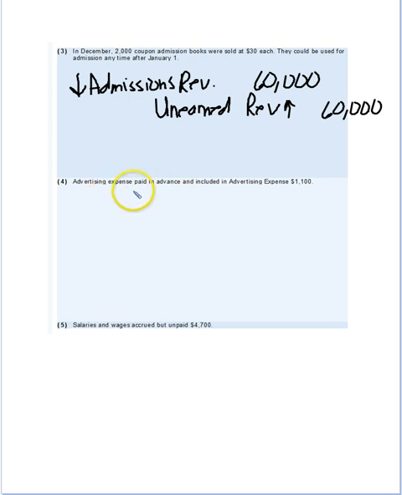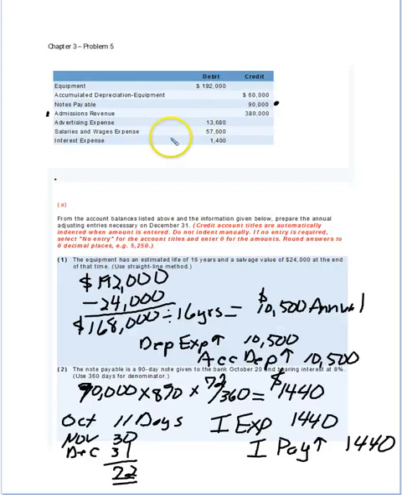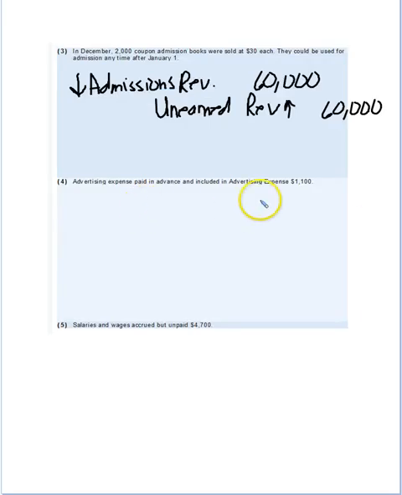Okay, and the last one, advertising expense paid in advance, including an advertising expense. So let's go take a peek and see, is that what actually happened? Yeah, we can see there is an advertising expense, but if it had been paid in advance, I actually would have expected to see an asset account for prepaid rent, or excuse me, prepaid advertising. So we can see there's an error here. They've put some monies into advertising expense that actually should have gone into prepaid. So this $1,100 we need to debit to increase prepaid advertising.